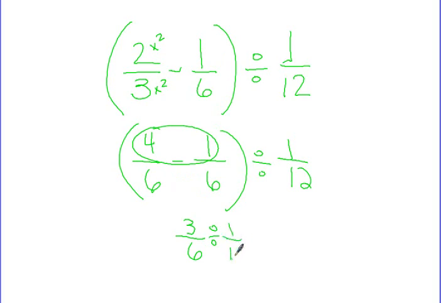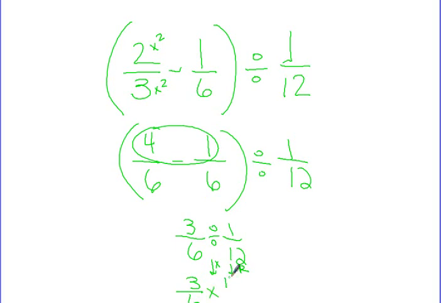3/6 divided by 1/12. It's already in AB form. When you're dividing, it has to be in AB form, so we can draw our multiplication symbol and our reciprocal. Our 3/6 never changes. We change our division sign to multiplication. We immediately take the reciprocal of the divisor, the number immediately following the division sign.